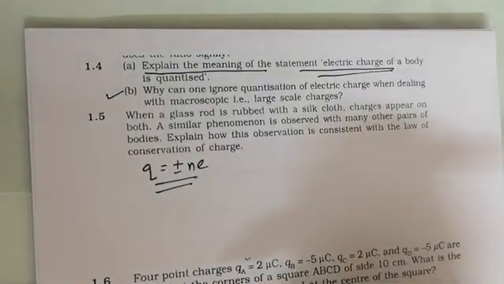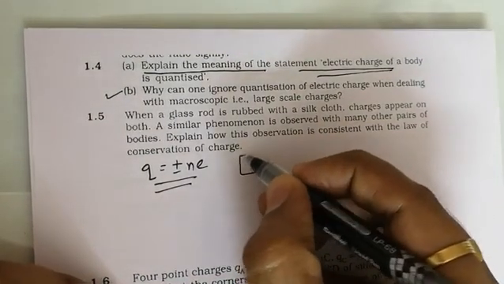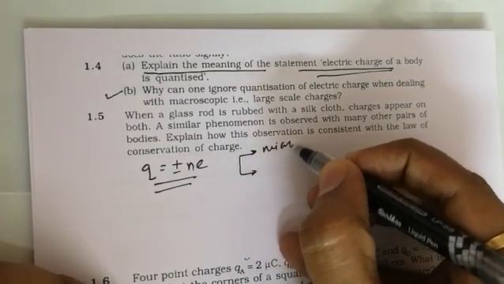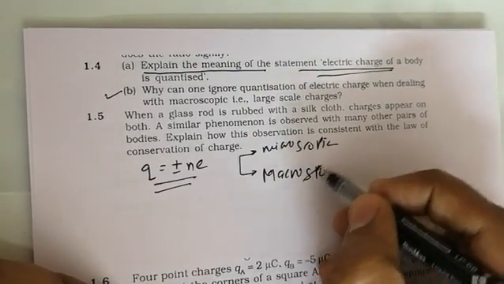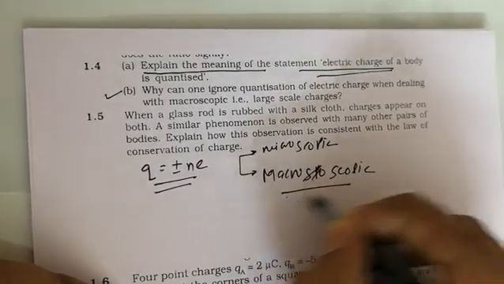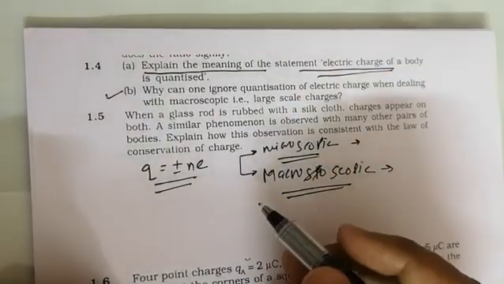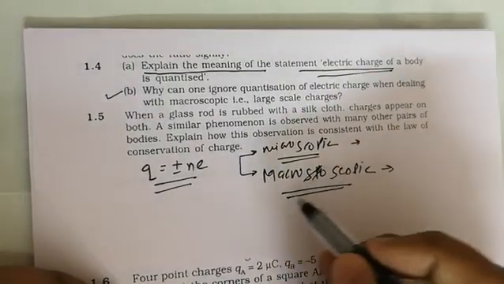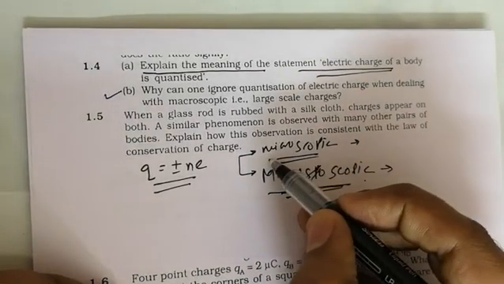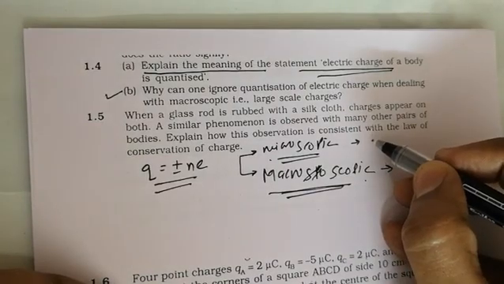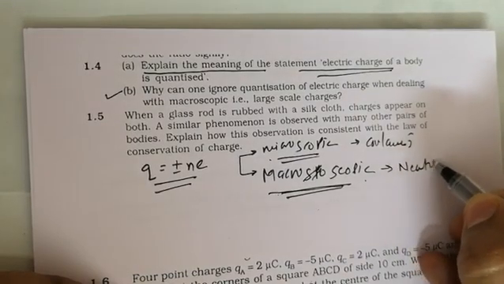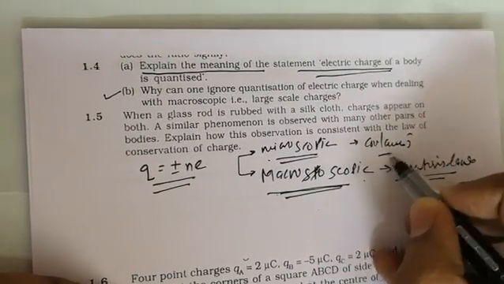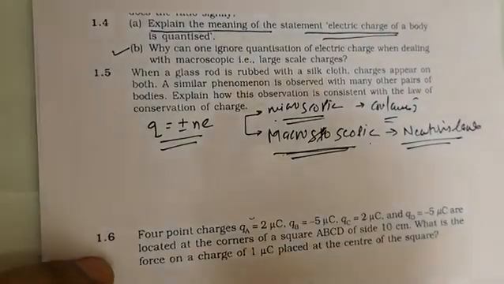Second part: why can we ignore quantization of electric charge when dealing with microscopic or large scale charges? In physics, we have two types of quantities, microscopic and macroscopic. Microscopic means very small or tiny in size, and macroscopic means very huge in size. If we want to deal with the microscopic part, we have to use Coulomb's law, and for the macroscopic part, we also have to deal with Newton's law. Coulomb's law and Newton's law deal with the micro and macroscopic parts.